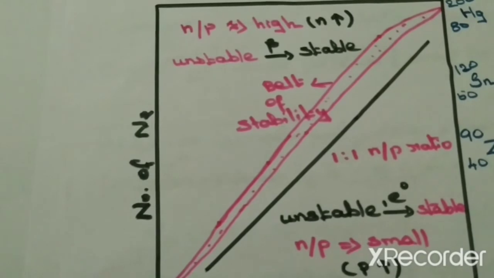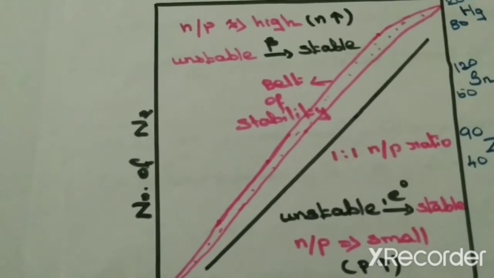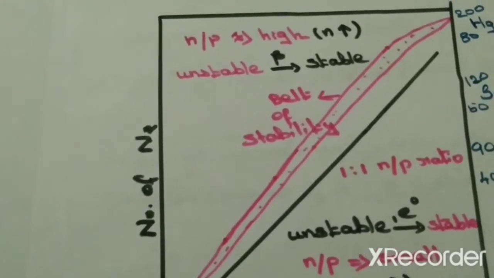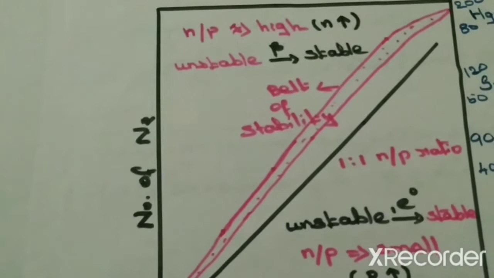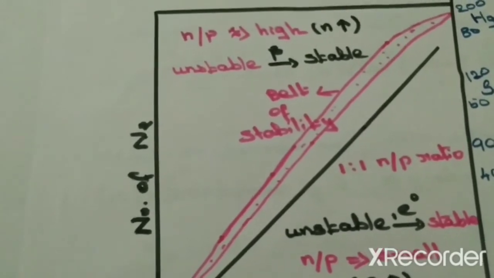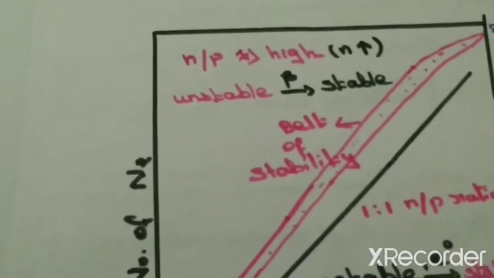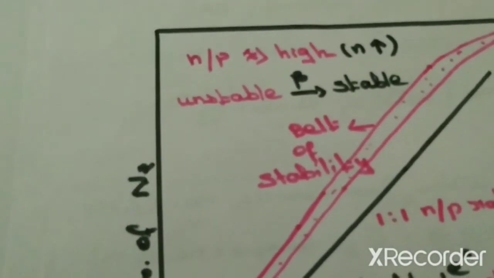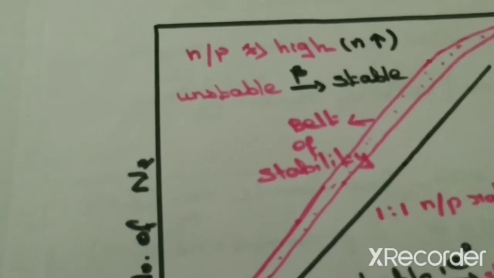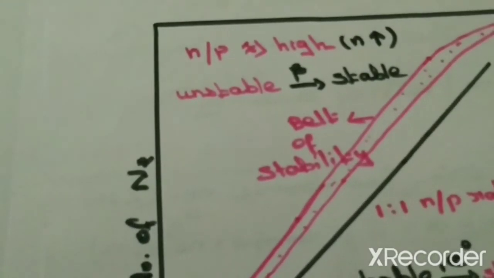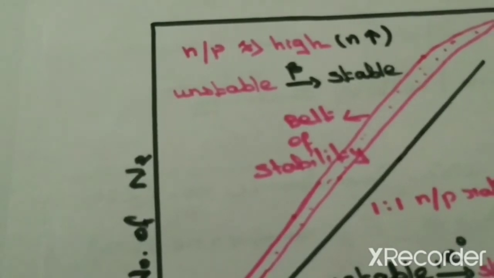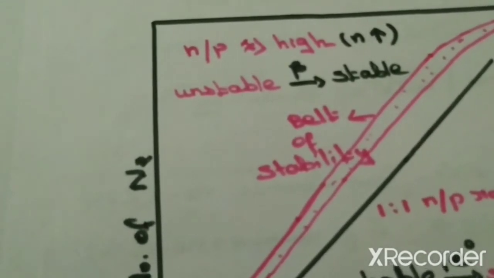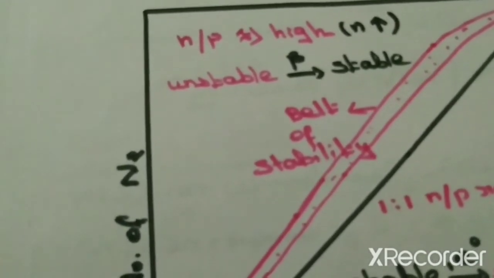In another condition, when the atomic number is increased, maybe the number of neutrons increases or the number of protons increases. In the first condition, if the number of neutrons is increased, in that condition the value always falls above the zone of the stability belt. So in that condition the elements become unstable, and they become stable by emitting beta particles.